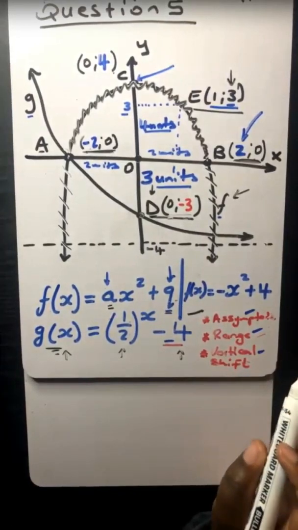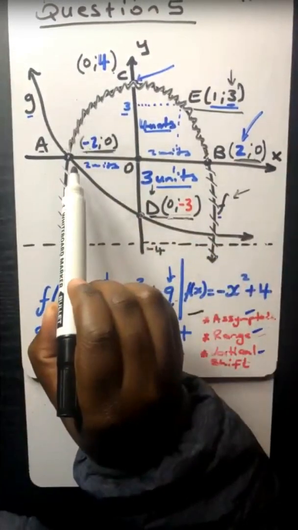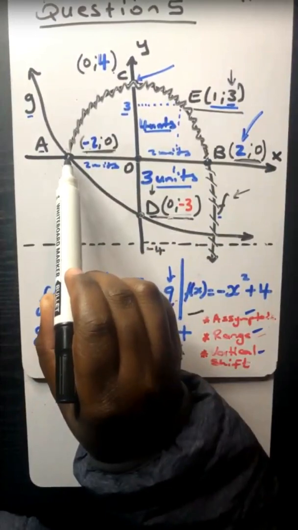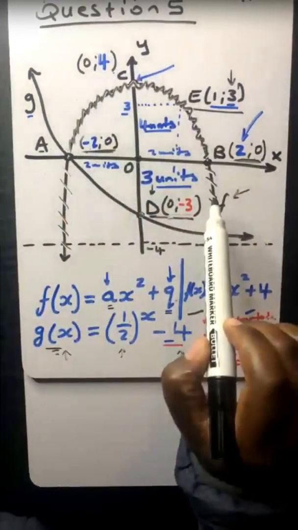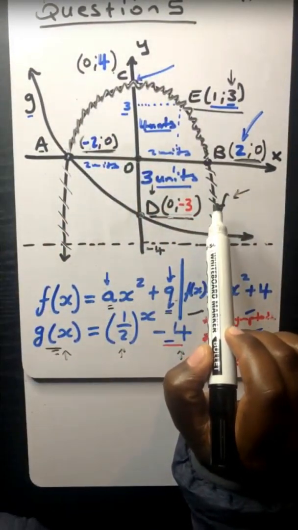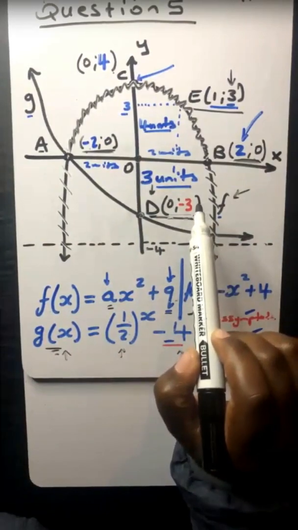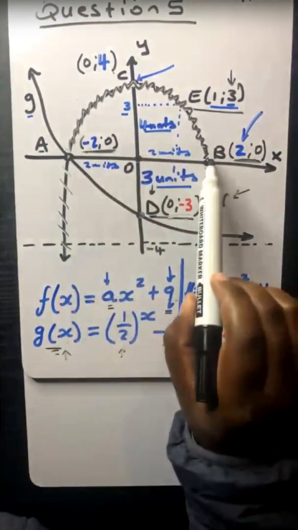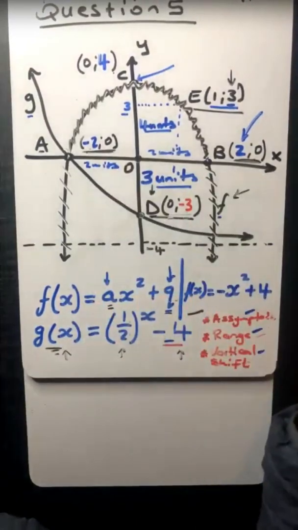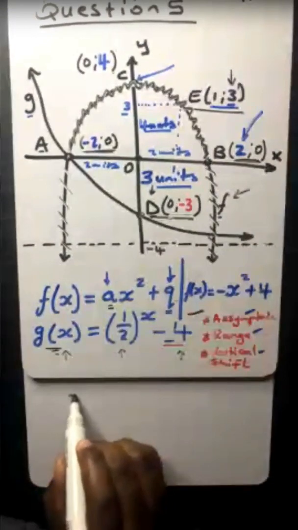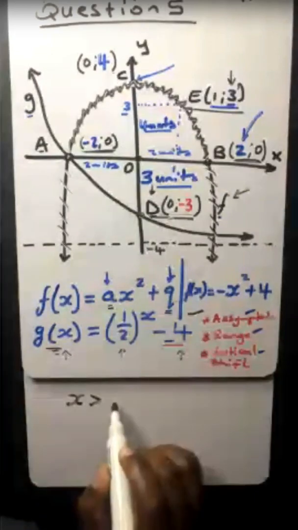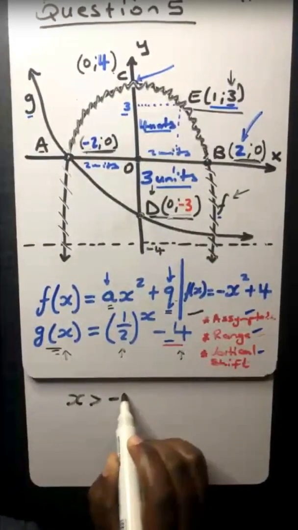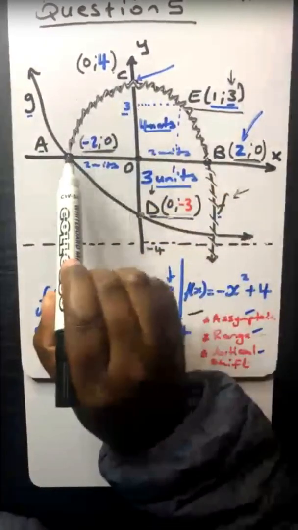So let's see. Do you agree that at where this function of f is above or is greater than 0? First thing first, do you agree that is between these 2 points? This is my first question. Do you agree on that one? Yes, sir. Okay. So that means that is where x is actually greater than -2.